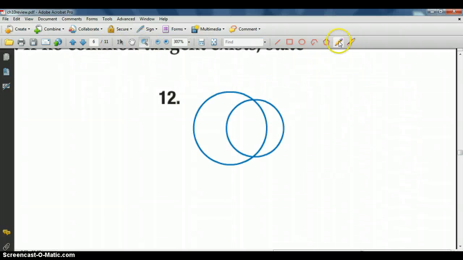So we could draw a line across the top like that. Intersecting the circle at one point here and this circle at one point there, and likewise across the bottom. Intersecting the circle at one point here and this circle at one point right there. So there would be two common tangents.